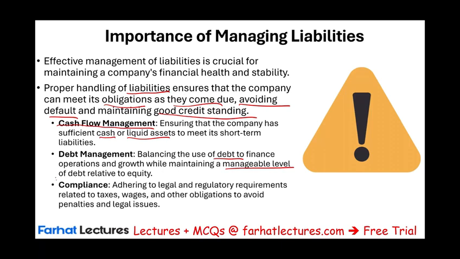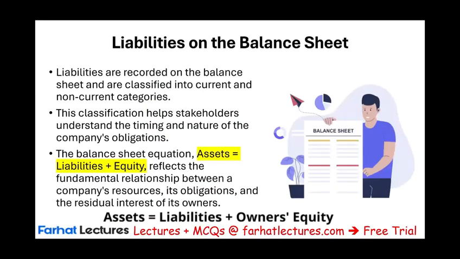Also, the problem when you have debt is you have to adhere to legal and regulatory requirements related to taxes, wages, and other obligations. So sometimes banks and creditors can impose compliance on you. Mandatory compliance. For example, you cannot have a debt above a certain amount. We'll talk about those later on. But it's very important for companies to manage their liabilities properly, otherwise they could go out of business.